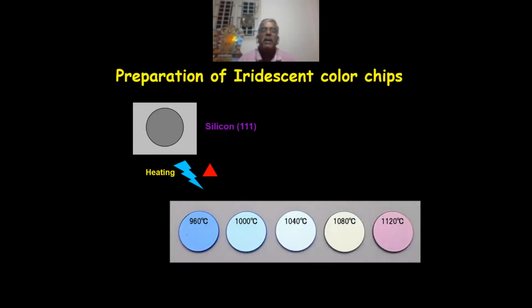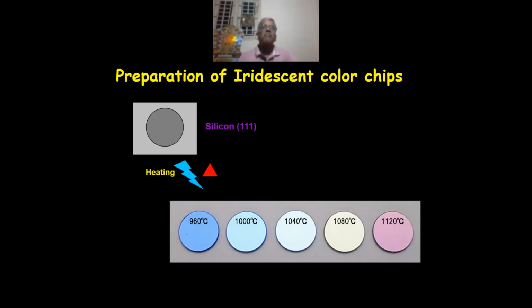As well, I prepared some color chips on silicon. Once you heat the silicon at different temperatures, I'm getting different colors. I just wanted to mimic some colors, whether it's possible in the laboratory or not. When I heat at different temperatures, I'm surprisingly getting different colors.